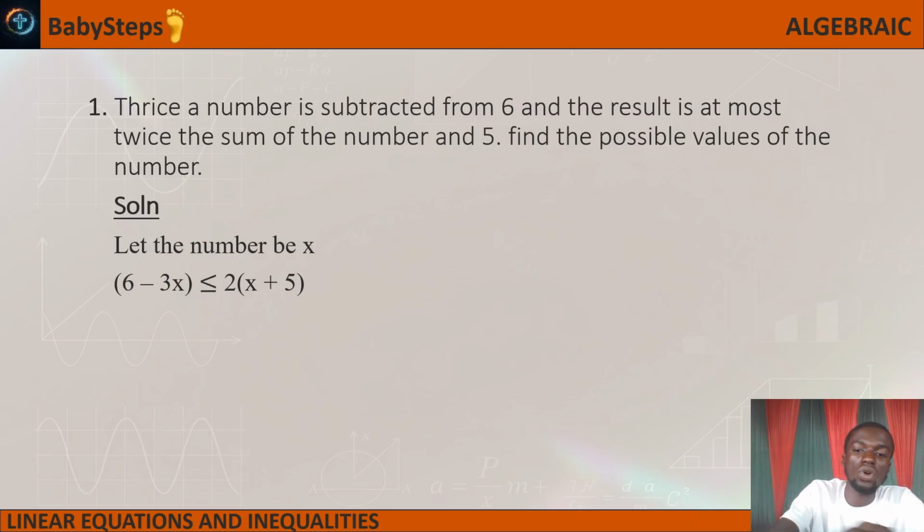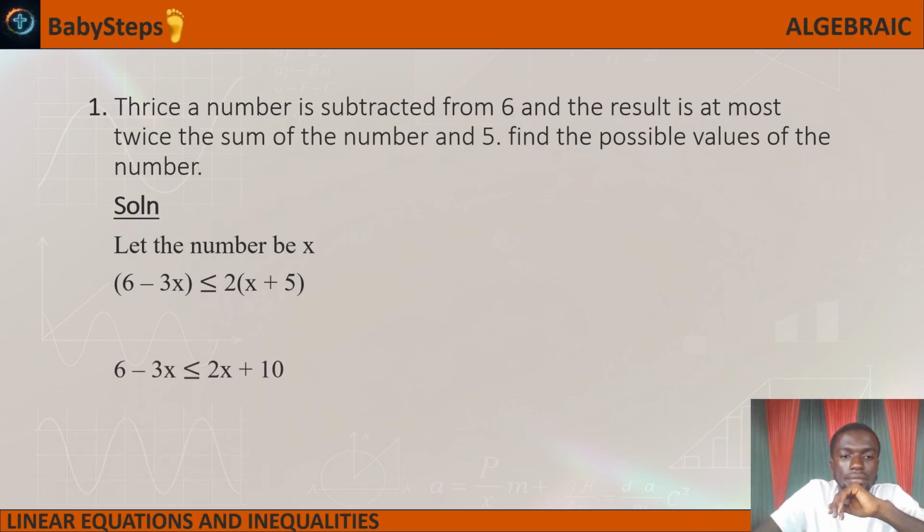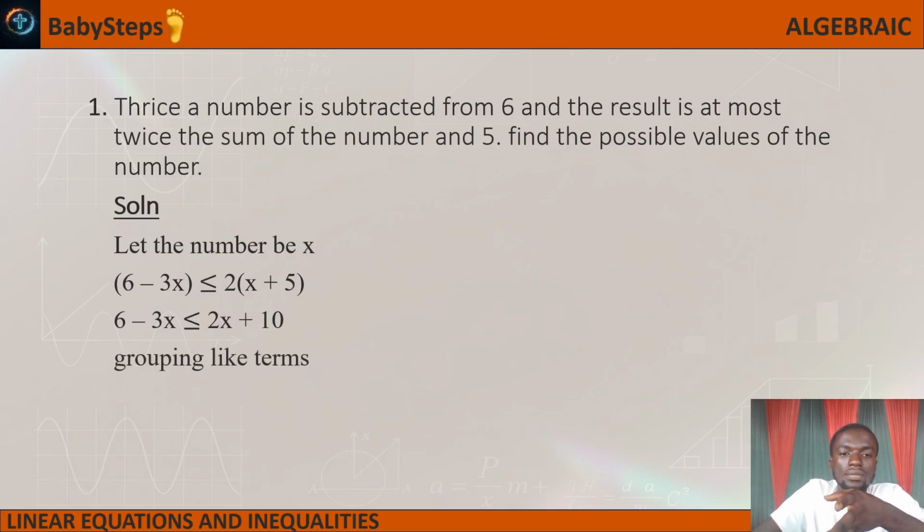When you're able to get your expression like this, you've solved the question. But the difficult part is getting this. When you're able to get this, you've already solved the question. So from here on, you are not supposed to find any difficulty in it. So you just open the bracket, then you group like terms.